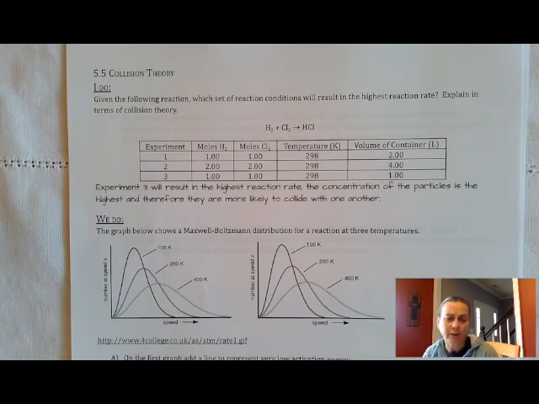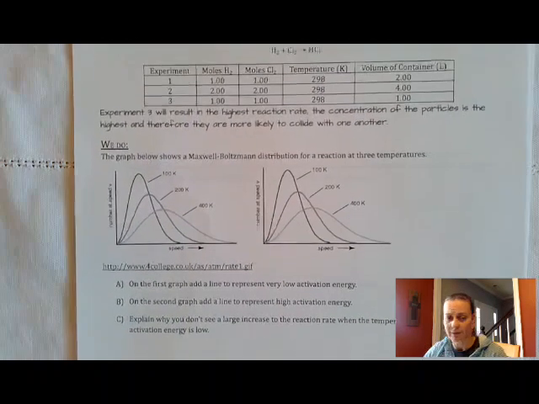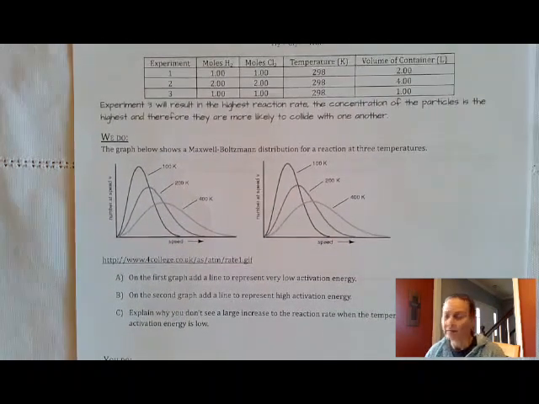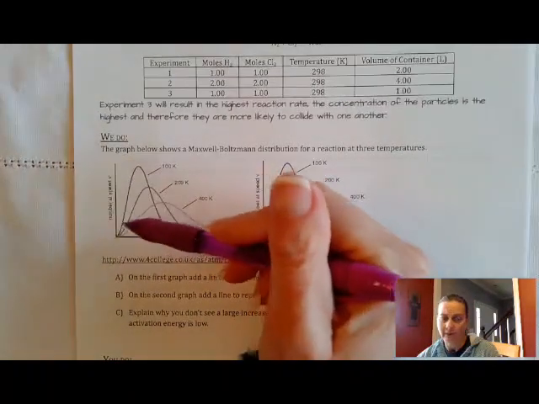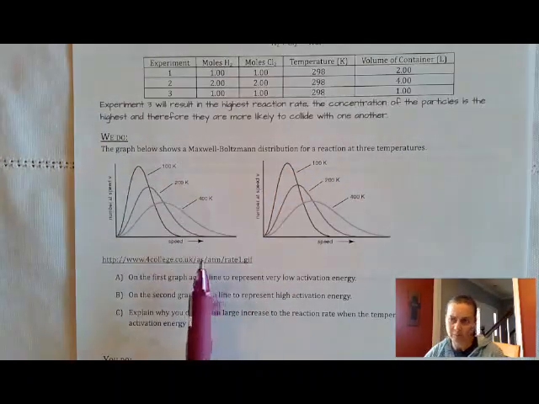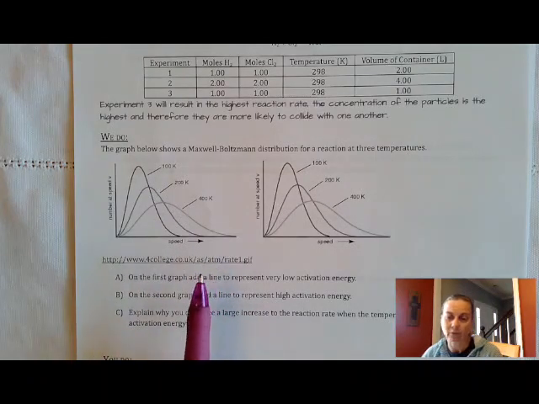Okay, so now for the we do. These are our Maxwell-Boltzmann distributions. Now we're not looking at different sizes of particles or masses like we have before with Maxwell-Boltzmann. We're just looking at the number of particles with a particular speed and therefore a particular energy. So it's asking us on this first graph to add a line to represent a very low activation energy. That line is going to be a vertical line, because the square of speed is proportional to kinetic energy.